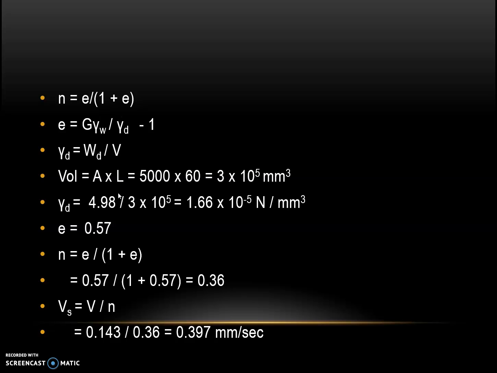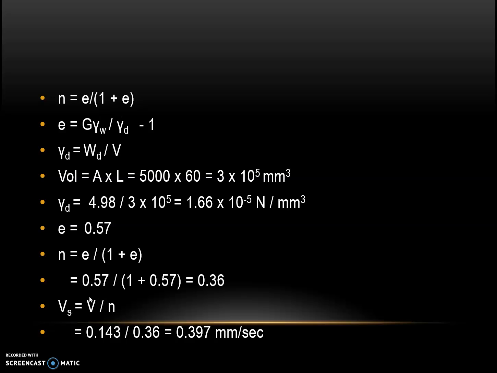Gamma D is equal to WD, that is 4.98, divided by volume, that is 3 into 10 raised to 5, with which we get gamma D as 1.66 into 10 raised to minus 5 Newton per mm cube. Once we substitute all these values, we get voids ratio E as 0.57. Now we can find porosity N equal to 0.57 divided by 1 plus E, that is 0.57. So N is equal to 0.36.